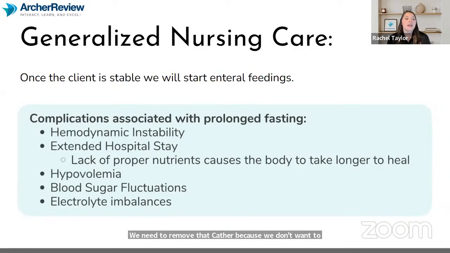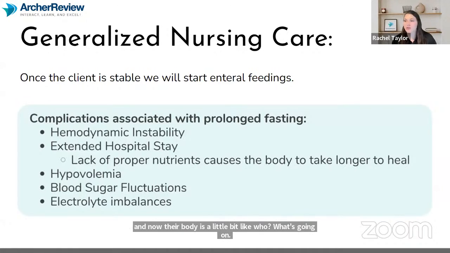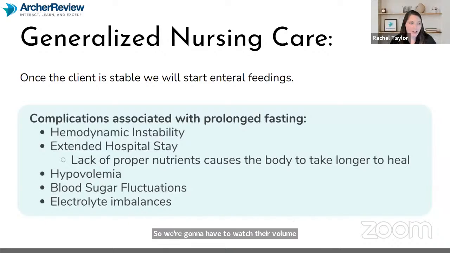Now, here's what can happen when someone doesn't eat for a long time. They end up having this hemodynamic instability because they haven't consumed good enough food, and now their body is a little bit like, whoa, what's going on? So we're going to have to watch their volume levels. We do that by I&Os and daily weights, right? Daily weights are a great way to see what fluid status is doing every day.